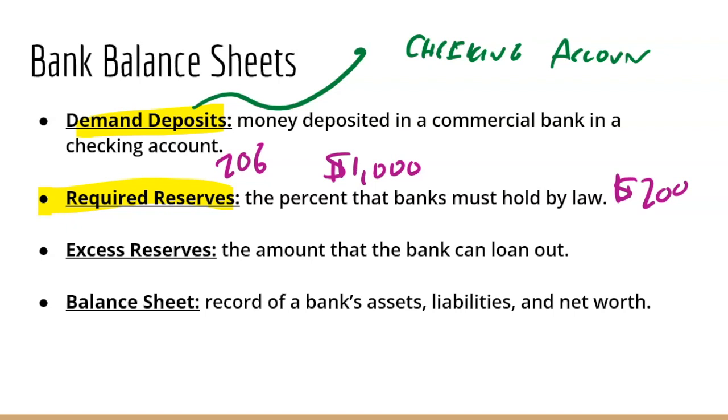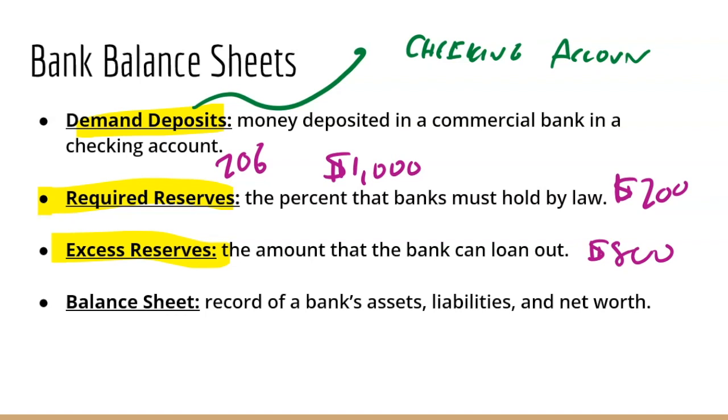Where does the other $800 go? The other $800 goes into something known as the excess reserves. The excess reserves is the money that the bank can do whatever they want with. More than likely, they're going to loan it out to other individuals, to other customers.